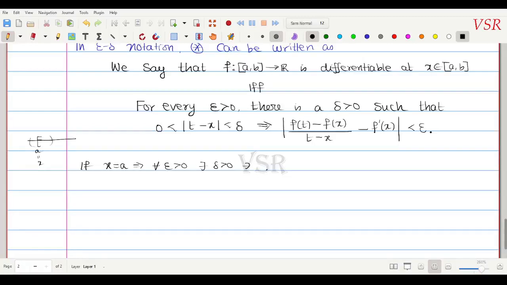Then there exists a less than t less than a plus delta only, because on the right side there is nothing. So this must imply this condition. So what is this called? That is, we can talk about f dash at a as the right derivative, the right hand limit.